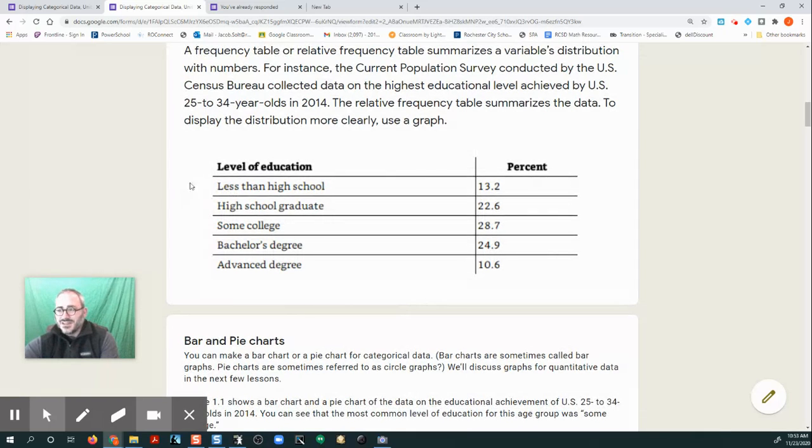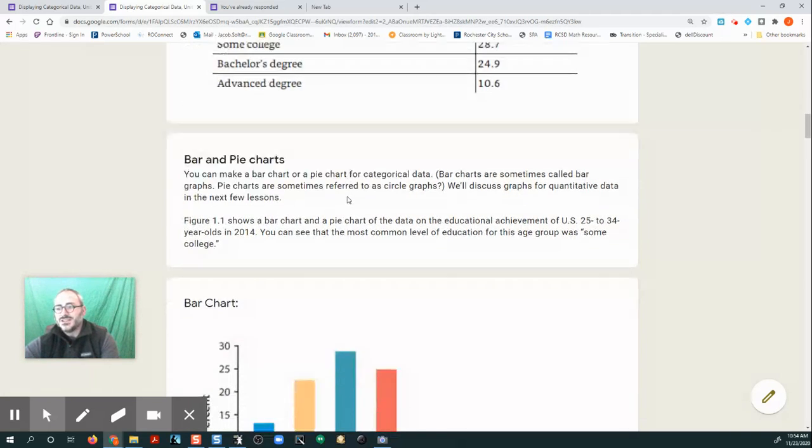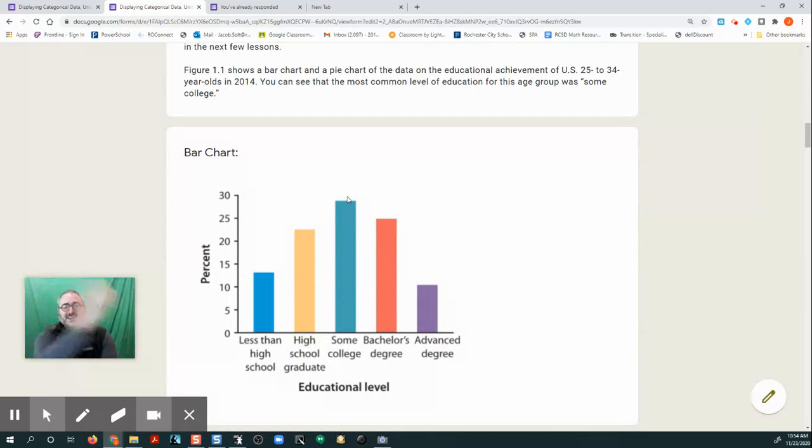But sometimes we're going to need to take these tables and put them in the form of a graph, because when we have data in a graph form, we can visualize it so much better. We can see the data better. So the two graphs we're going to be talking about in this lesson are bar charts and pie charts. Sorry, I've got this little bug flying around in the air.